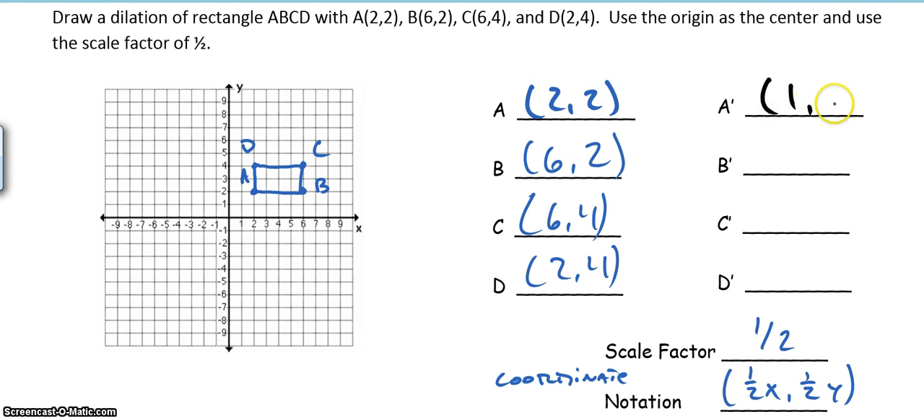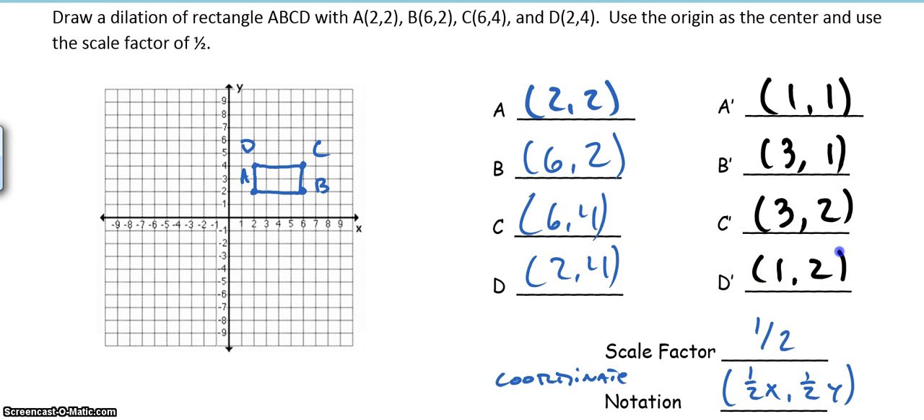Well, half of 2 is 1. Half of the y coordinate 2 is 1. Half of 6 is 3. Half of 2 is 1. Half of 6 is 3. Half of 4 is 2. Half of 2 is 1. Half of 4 is 2.